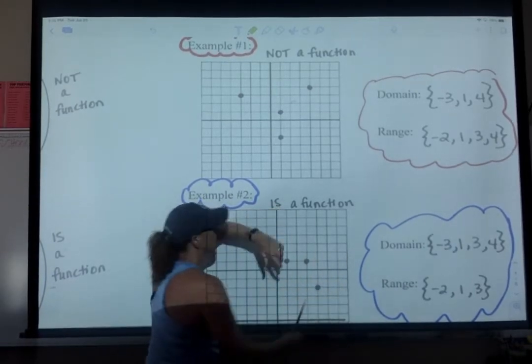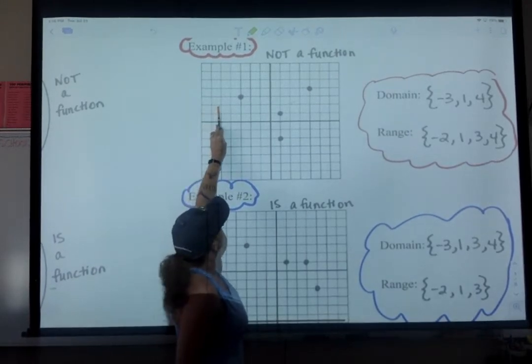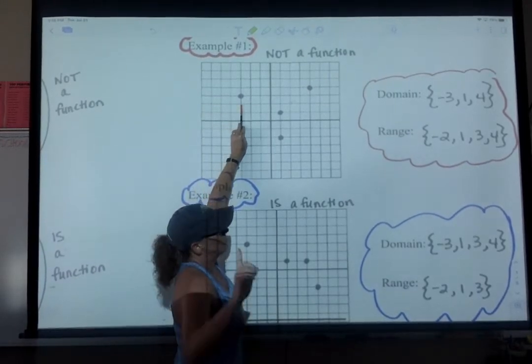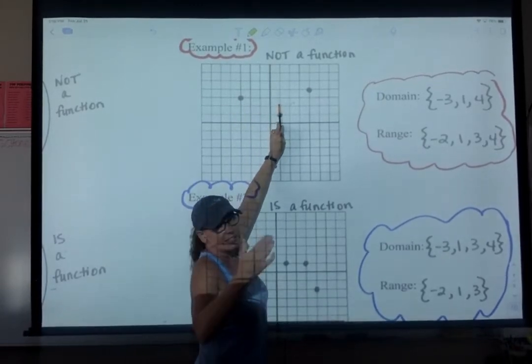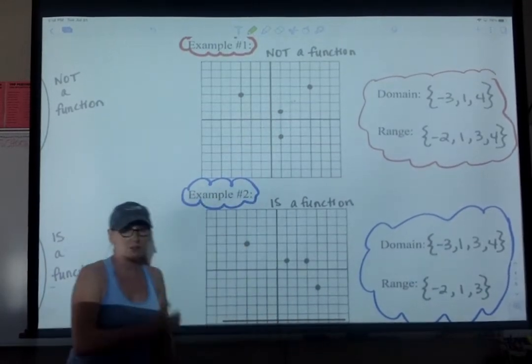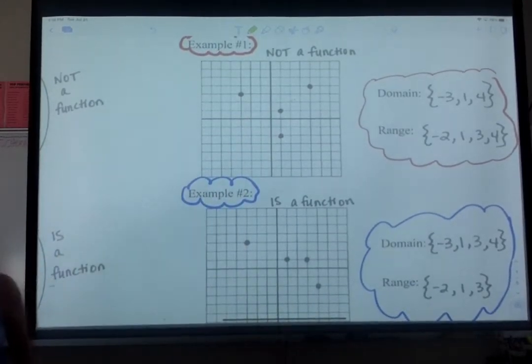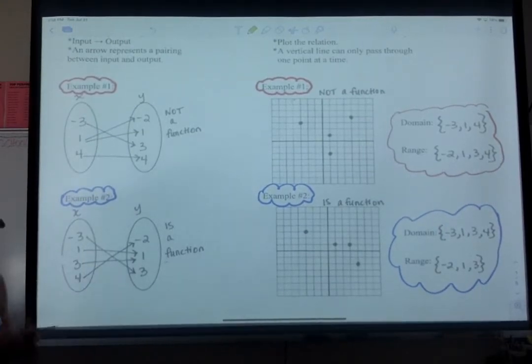This one, we're good. Up here, however, my vertical line is not hitting anything. Oh, I hit one point. I'm good. Nothing, nothing, nothing. Oh, look, here my vertical line hits my graph twice. It hits it on this point and this point, so it fails the vertical line test. And that's what it looks like with a set of ordered pairs.